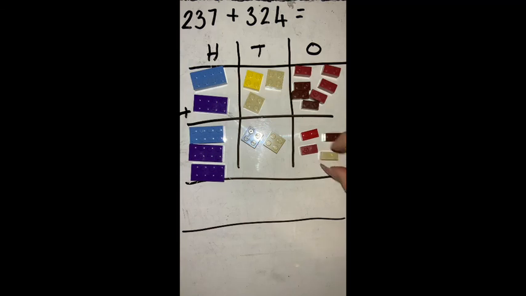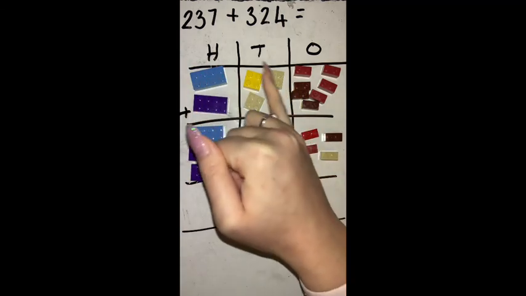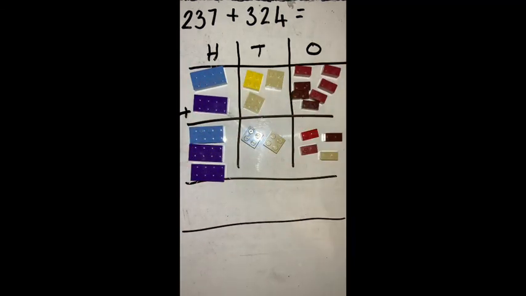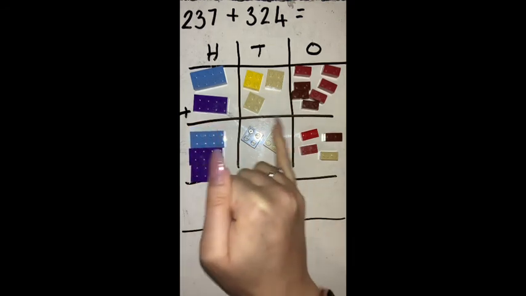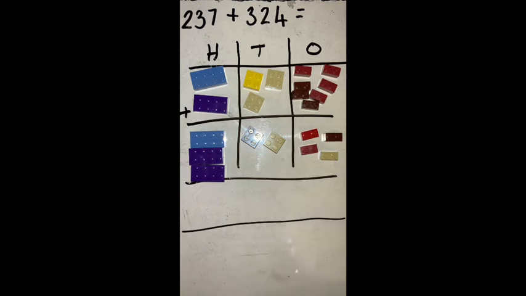And hopefully you can see that nice and clearly. So I've got my 2 hundreds, 3 tens, and 7 ones for 237, and down here I've got 3 hundreds, 2 tens, and 4 little ones. Okay, now I need to start to add them together. So I'm just going to start to group them underneath just as I did before.